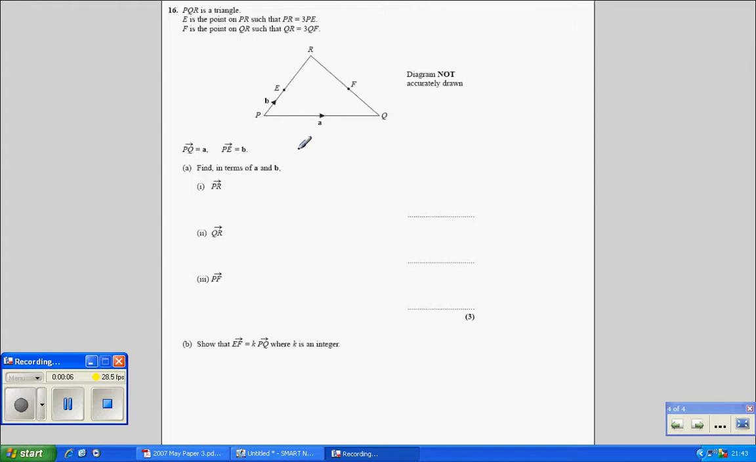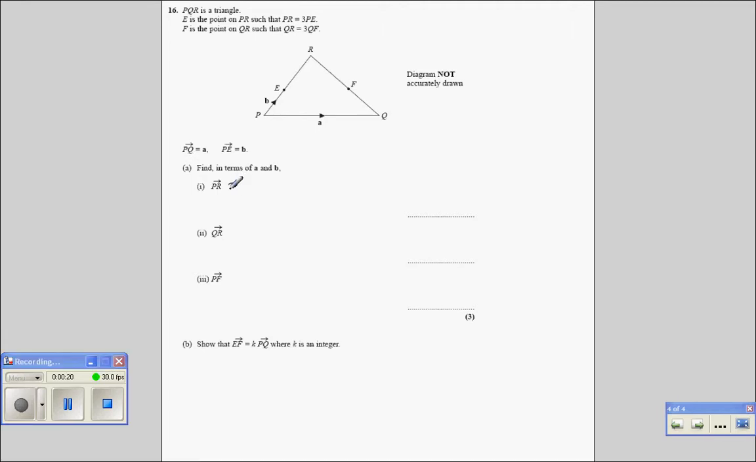This is a question on vector algebra. To move from P to Q is a vector A, and from P to E is a vector B. We're asked to find the vector from P to R, and we're told in the question that P to R is equal to 3 times the vector P to E, which is otherwise 3b. If you're wondering why I underline it, it's because vectors are written in bold.